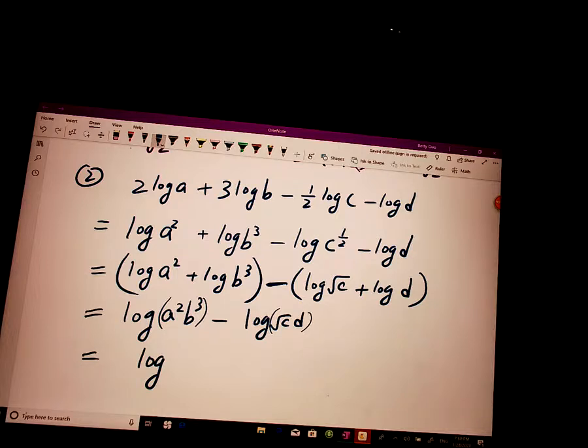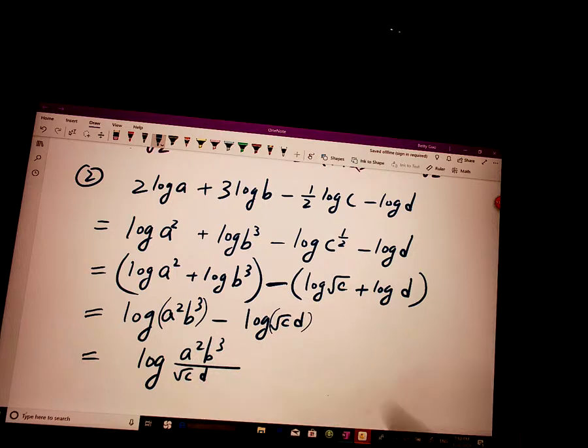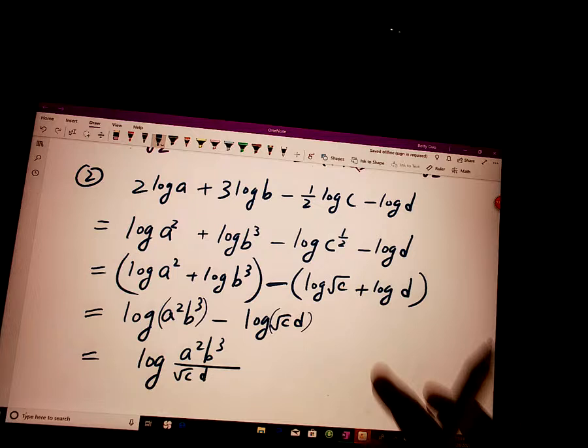By the quotient rule, we're going to condense this subtraction as one single log with base 10, and the argument is going to be a quotient. This part goes on the top, this argument goes on the bottom. Here we go. Is that clear?